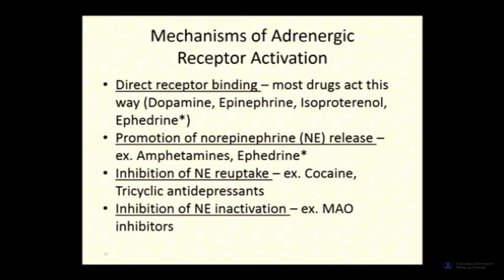And then inhibition of norepinephrine inactivation. An example of this is MAO inhibitors. MAO, which stands for monoamine oxidase, is the enzyme that digests the catecholamines and breaks them down. So drugs like MAO inhibitors will block that degradation and extend the life of norepinephrine. It's a similar mechanism, blocking the digestion of the neurotransmitter.